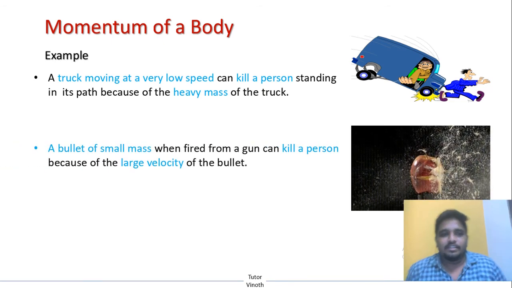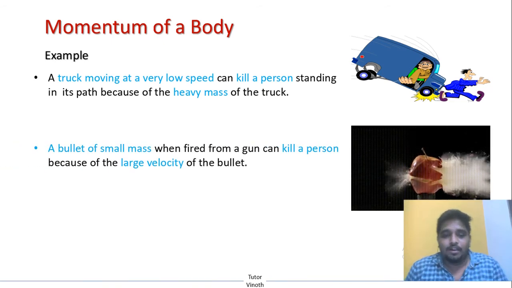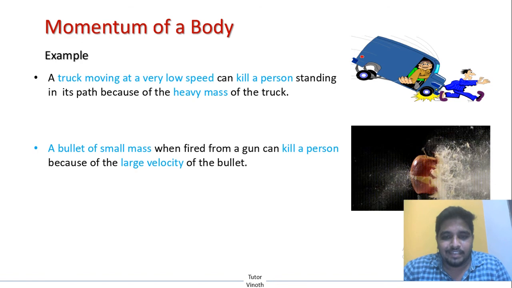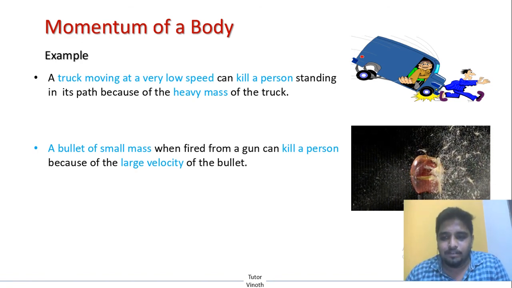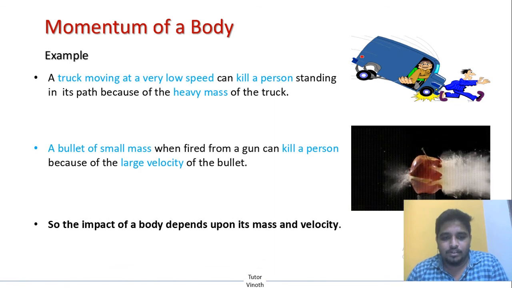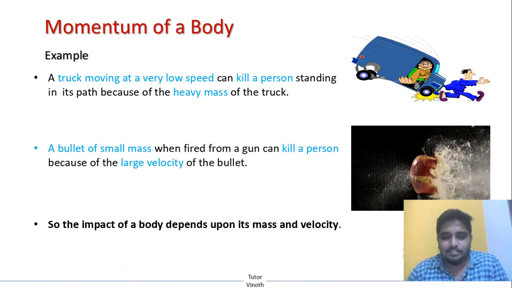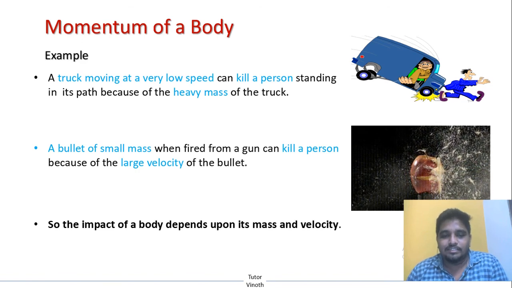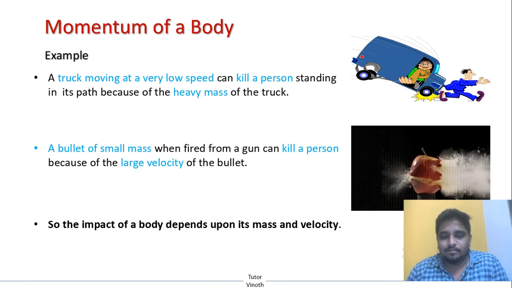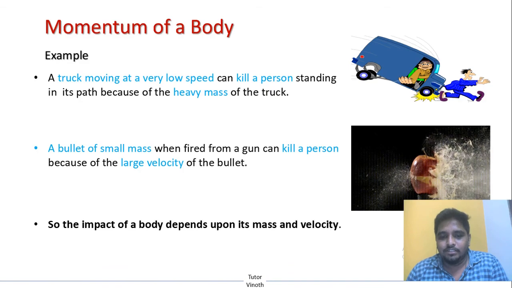Next one, a bullet of a small mass when fired from a gun can kill a person because of the large velocity of the bullet. So, the impact of a body depends upon its mass and velocity, which you understood, that is, momentum is equal to mass into velocity.